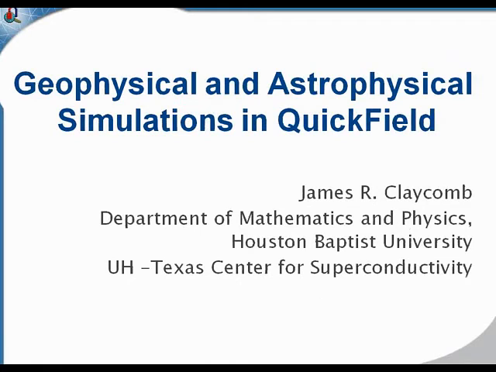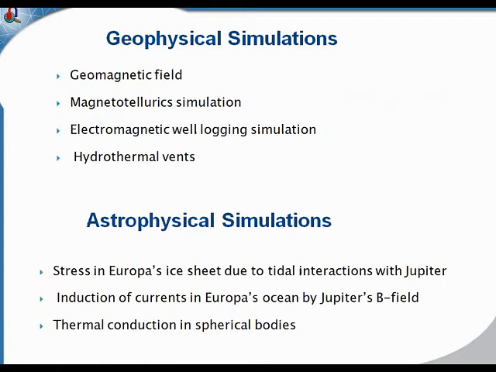Today I'll be talking about geophysical and astrophysical simulations in QuickField. Some of the geophysical simulations we're going to look at: first, we'll calculate the geomagnetic field of the Earth, and this will be a magnetostatic calculation in axial symmetry. Then we'll look at magnetotellurics, and these simulations will be done in AC magnetics and XY symmetry. Then we'll look at electromagnetic well logging, and this will also be an AC magnetic simulation.